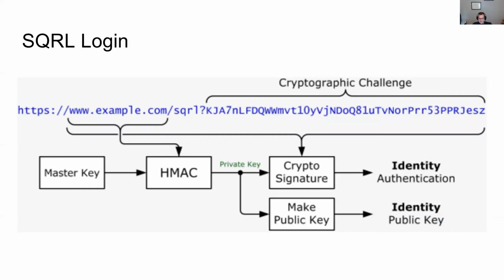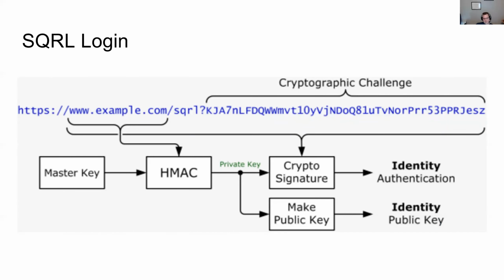The way that SQRL actually works is that when you go to a site, it generates a unique key pair for that site. So it takes the domain of the site, in this case example.com, and it takes your identity master key, which is basically a large random number, and it hashes those 2 pieces of data together. That gives a random output that's the correct size to be a private key, and it then generates the matching public key from that private key and uses this key pair as its authentication for the site.